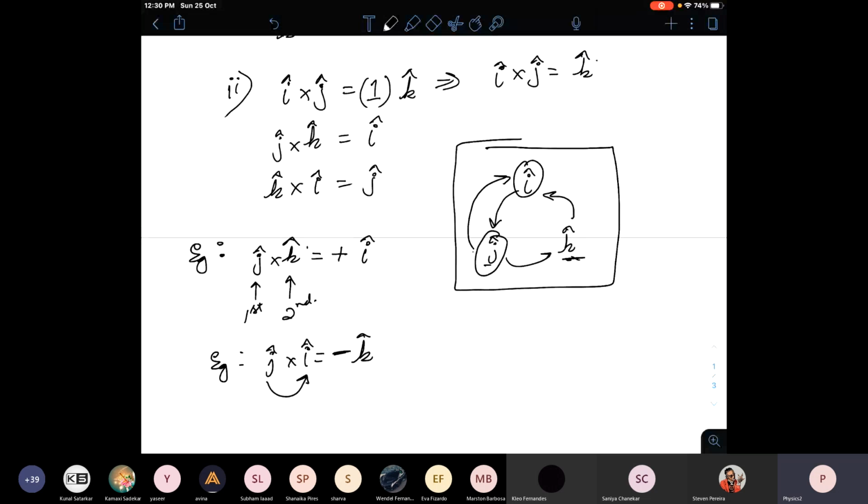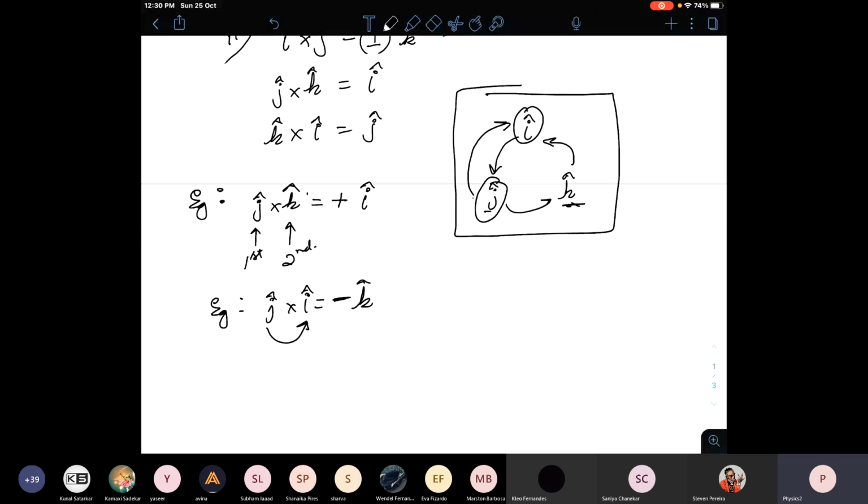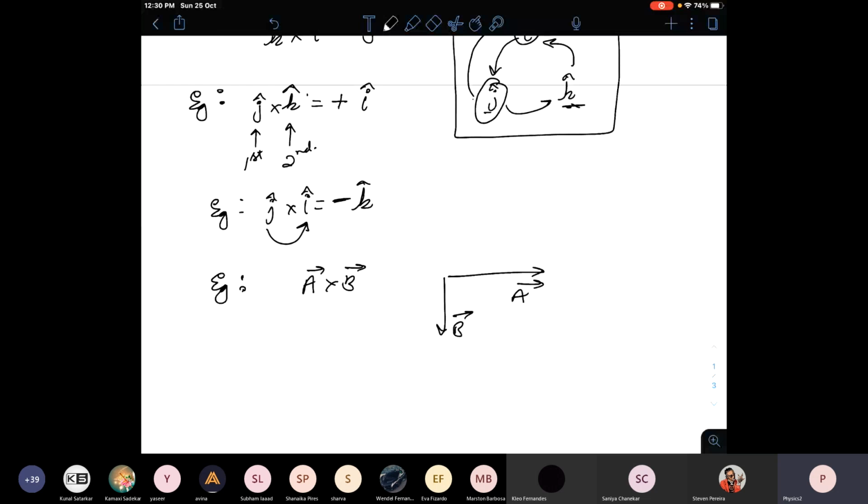So now, once you get this circle, this I cap, J cap, K cap method, just imagine someone asks you what is the direction of A cross B if A vector is like this and B vector is like this. What will be the answer you can say? Again, I will draw the options.